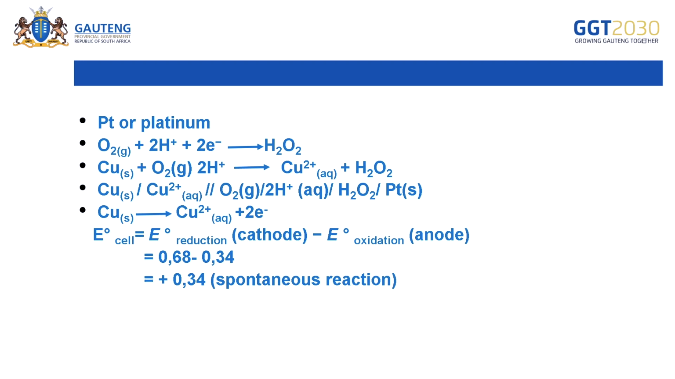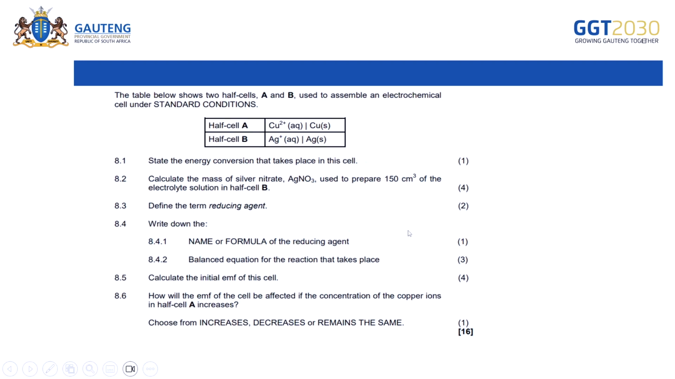I want to believe also that your educators did explain to you that when you normally get an EMF that is positive, it tells us that it is a spontaneous reaction. Very, very important. Let's look at another question. This is another version of how they can ask these questions. Now, if you check grade 12, it's 16 marks there. So you need to be able to score that 16 out of 16. Let me help you today so that you see what you can do.